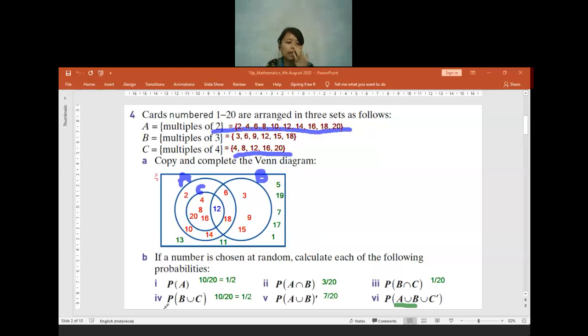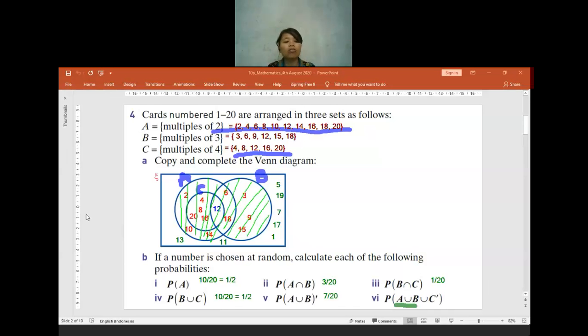So maybe to make it easier, I will make a shading. For the first one, we can find the A union B first. So this is for the A union B. I will shade the part which is the A union B with green. Whatever members are there, it will be the A union B. Now for the other one, we have to combine it again with the numbers outside the circle C.